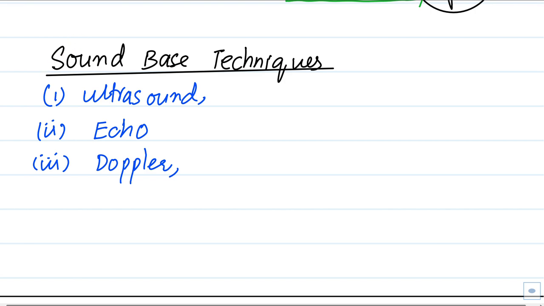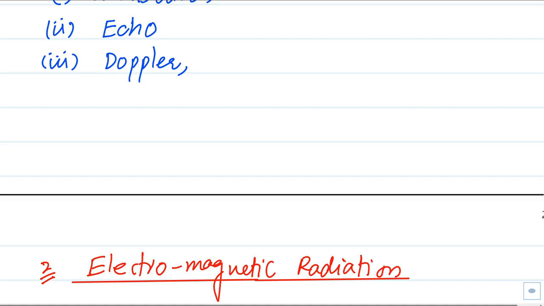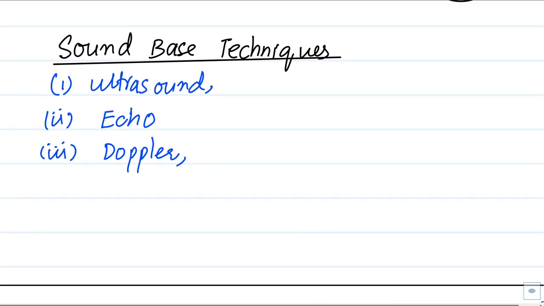So beta, all those techniques which are sound based are divided into three categories. One is the ultrasound, the second one is echo, third one is Doppler. So these three techniques are used to figure out the problems by using sound waves. Okay, how many of you are aware of these names? Ultrasound, echo, and Doppler are very common diagnostic techniques in daily life. So most of the people are aware of these.